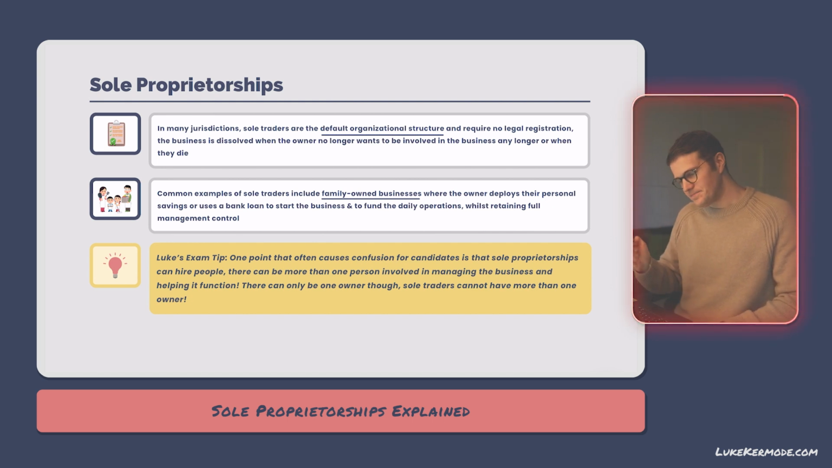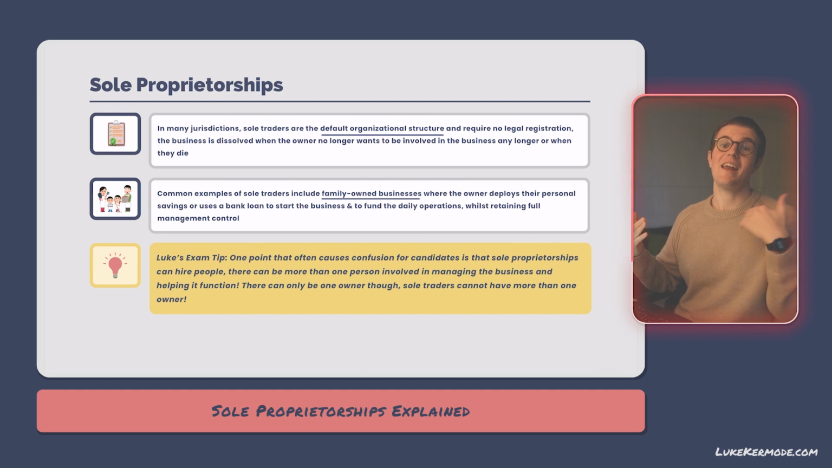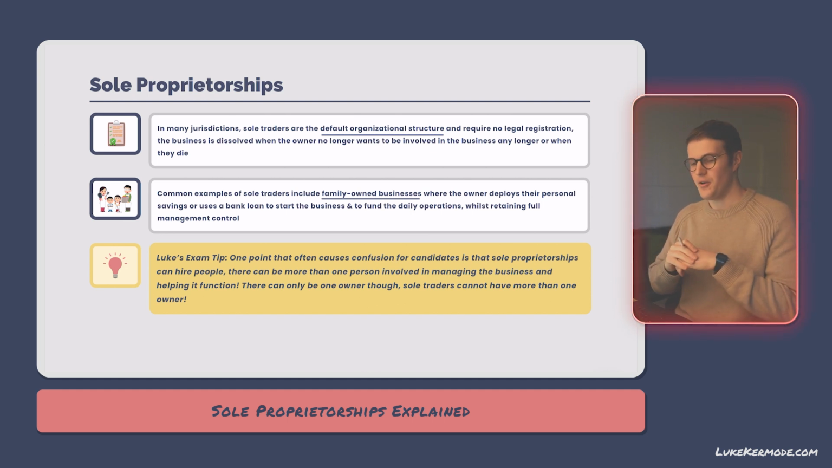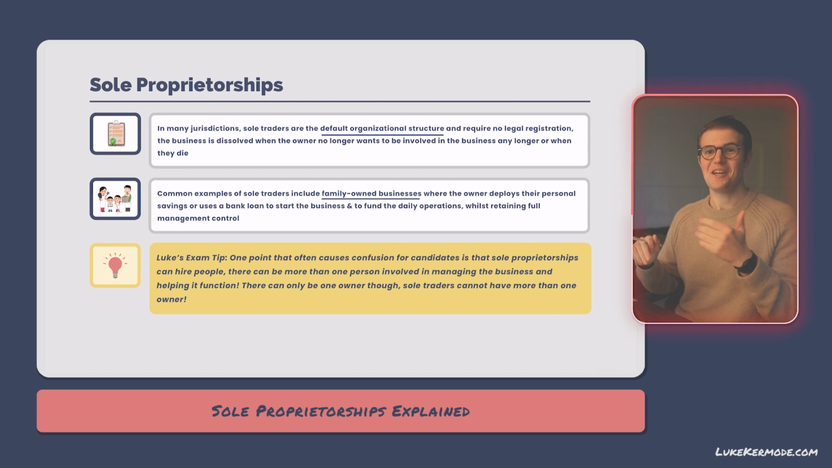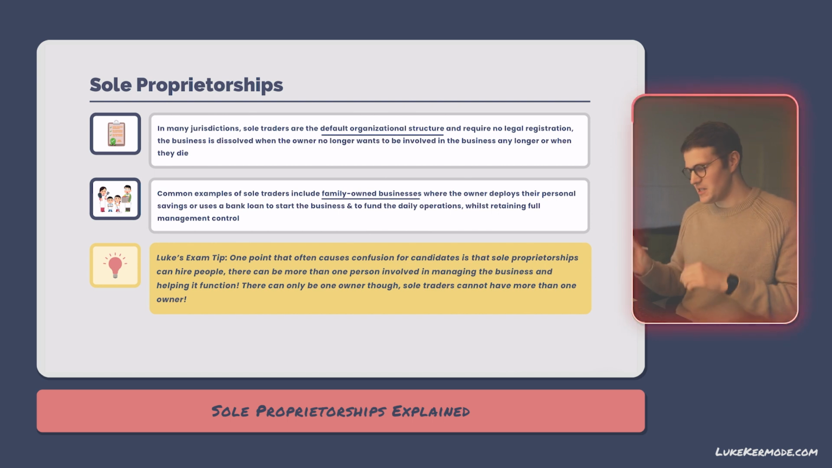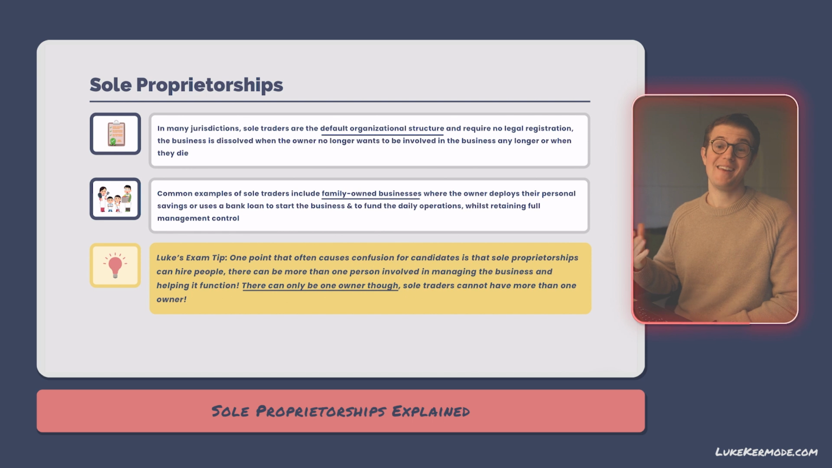And my final point, which often creates confusion for candidates, is that sole traders can hire employees. Just because there's one owner doesn't mean they have to do it all by themselves. They can hire people to work underneath them and support the business, but there can only be one owner. That is really important to be clear on. There can be multiple employees working within the business, but just one owner. There cannot be more than one individual that has an ownership stake in the business. So you can have employees, but just one owner.